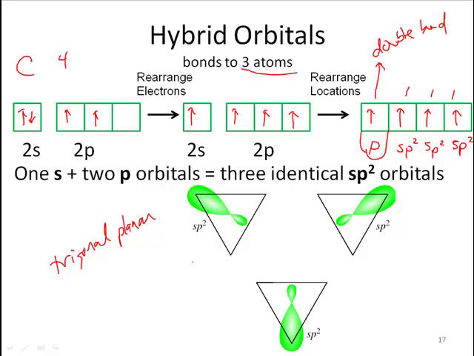So if we have, for example, carbon in the middle, double bonded to oxygen and hydrogen, this has a trigonal planar shape because you have the sp2 bonds all here, and then one of these will represent the bond in the p orbital.